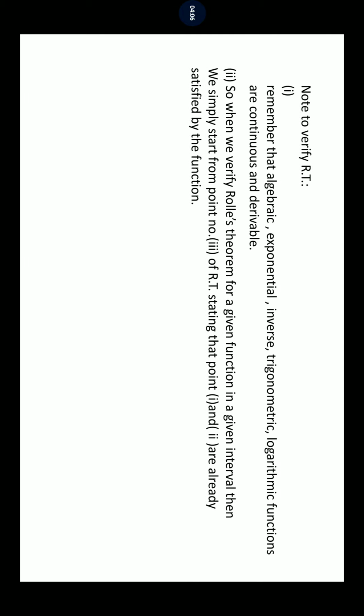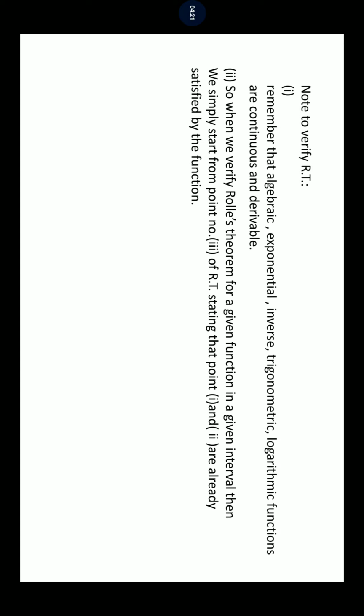So when we verify Rolle's theorem for a given function in the given interval, then we simply start from point number 3, that is, f of a equals f of b, stating that point number 1 and point number 2 are already satisfied by the function.